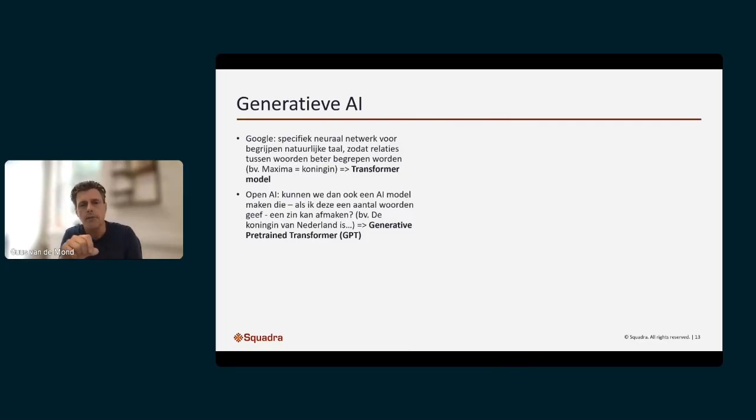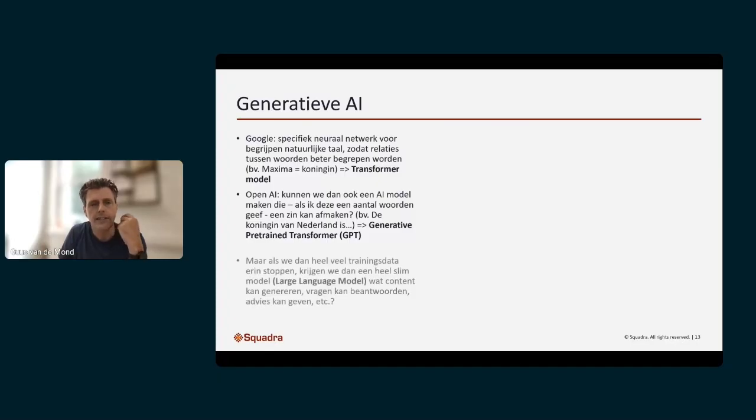Ultimately, OpenAI said, okay, well, if that can be done, that's great. But could we also make it so that if I give a certain sentence, it can then also complete that sentence? For example, the Queen of the Netherlands is Maxima. Well, they call that a GPT. That is also the abbreviation that is, of course, in ChatGPT. And they said, well, if we put a lot of data into it, then it actually becomes very smart and can find all those connections.